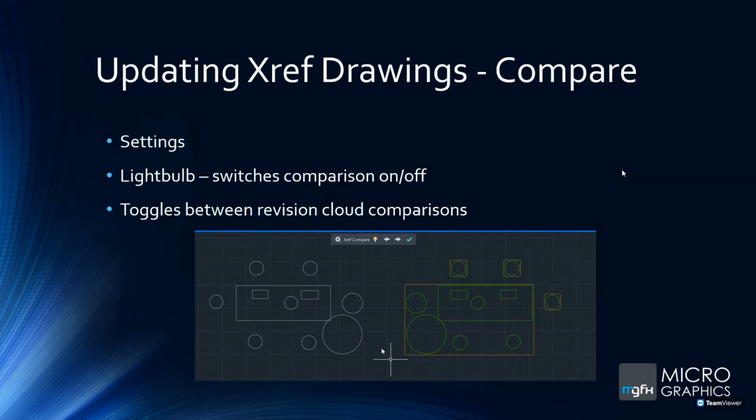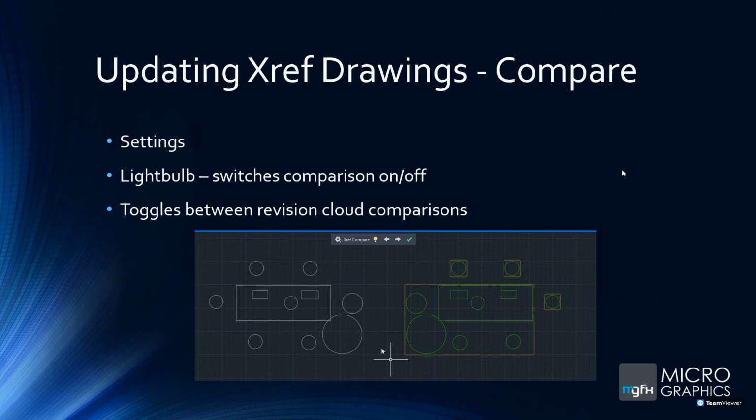So at the top over there, you can see there's a little sort of cog. That's the settings for it. And then you've got the little light bulb, and that'll switch on and off the comparisons. And then by clicking on those 2 arrows, what it does is it'll actually zoom to each of the different revision cloud comparisons. So you can see there I've got some revision clouds.